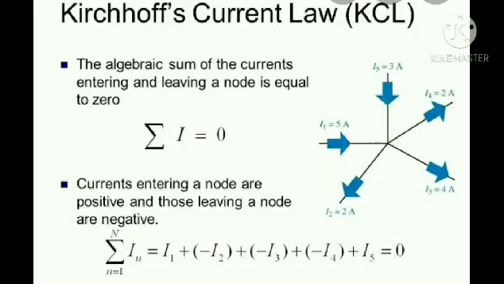And the next point is that currents entering a junction are positive and those leaving a junction are negative. This is given by summation n equal to 1 to n of In is equal to I1 plus minus I2 plus minus I3 plus minus I4 plus I5 equal to 0. And this minus sign indicates a current leaving a junction.